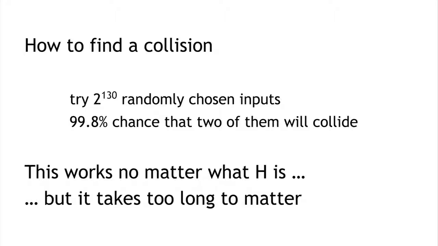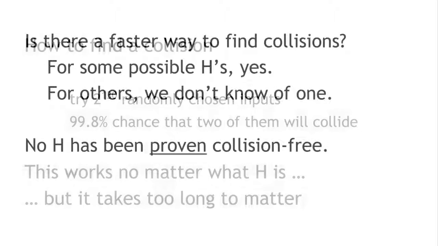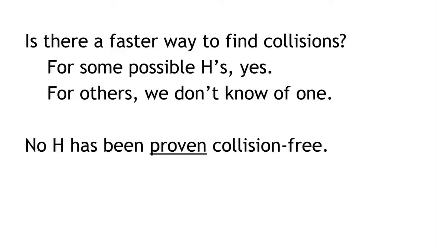The question is, is there some other method that could be used on a particular hash function in order to find a collision? And that's the question that is harder to answer. Is there a faster way to find collisions? Well, for some possible hash functions, of course there are. For example, if our hash function were to simply take the input modulo 2 to the 256, that is, it just selected the last 256 bits of the input, then we would know an easy way to find a collision. One collision would be the values 3 and 3 plus 2 to the 256. So for some possible hash functions, it's very easy to find a collision. For others, we don't know.